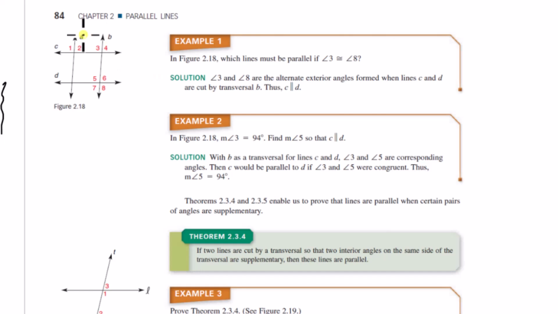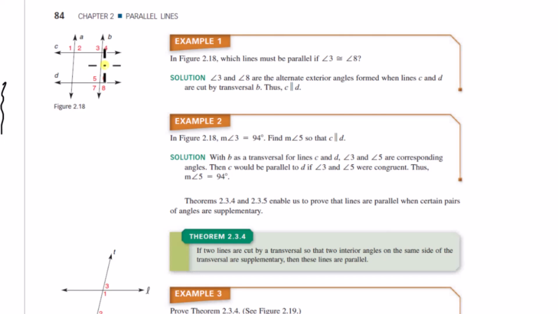Okay, now here's that same figure. In that figure, which lines must be parallel if angle 3 is congruent to angle 8? So, okay, what they're saying to do is you have angle 3 and angle 8. Which lines form angles 3 and 8? So, line C and line B form angle 3, and angle 8 is formed by line D and line B. So what's the common line in those two statements? Line B was common to both. So line B is the transversal. And lines C and D are being cut by the transversal.